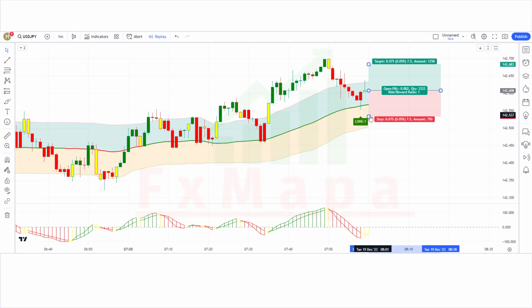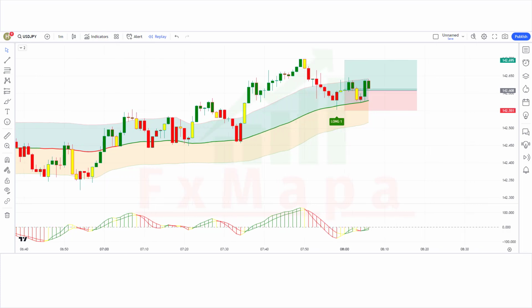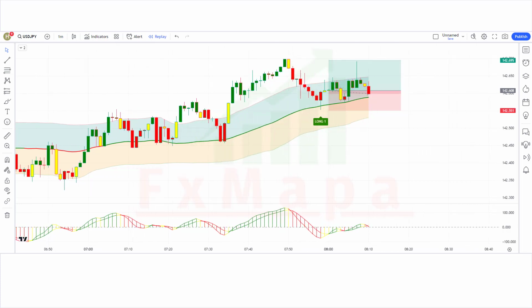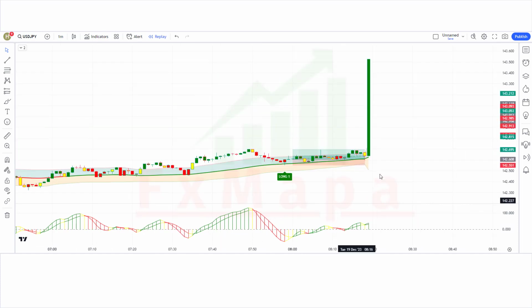Our stop loss will be placed at the current market of lower level. And the risk to reward ratio will be 1:1.5. Let's see what happens to our trade. Our trade is running in profit. We have won the trade. Wait for the next signal.